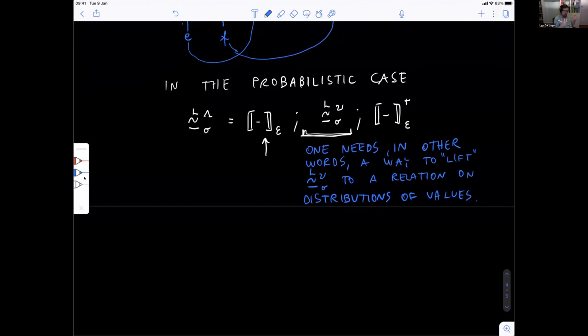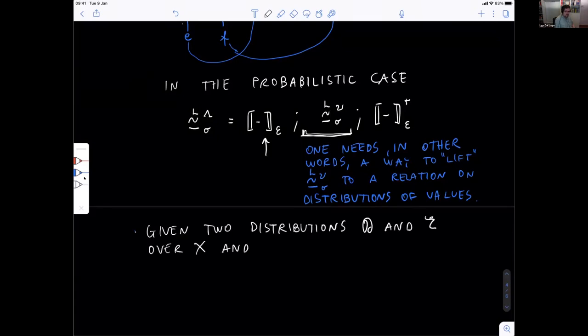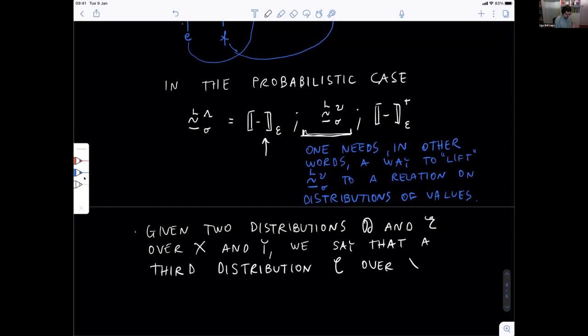So, if you want to put two distributions in relation, you need to find a coupling between them. And let's recall what a coupling is. Given two distributions, and not subdistributions, P and Q over X and Y, we say that a third distribution, call it C, over the Cartesian product of X and Y is a coupling.